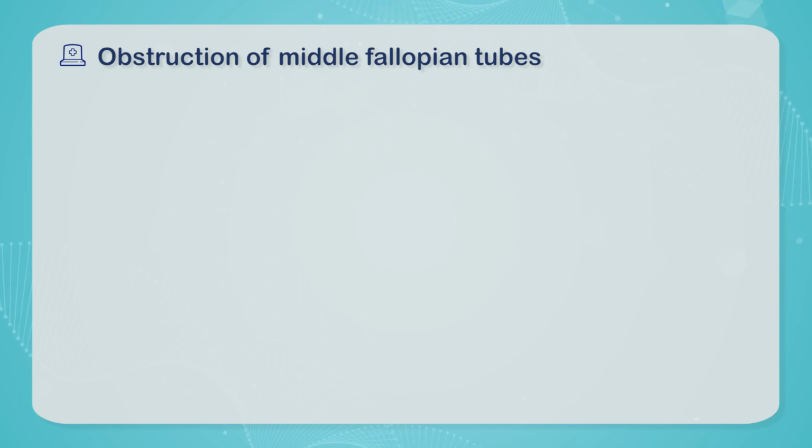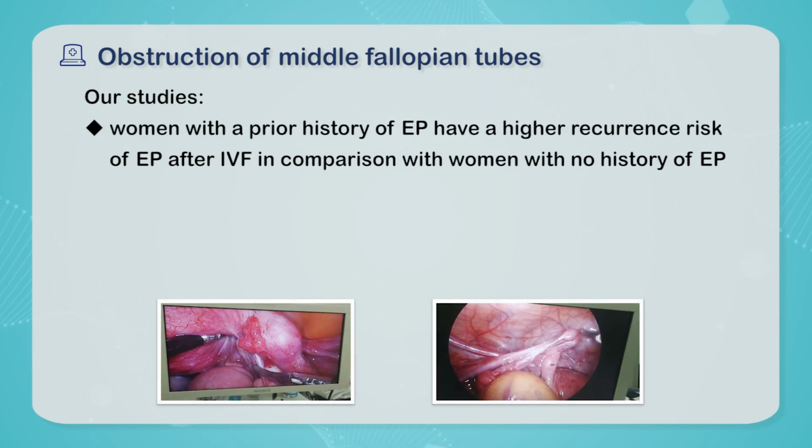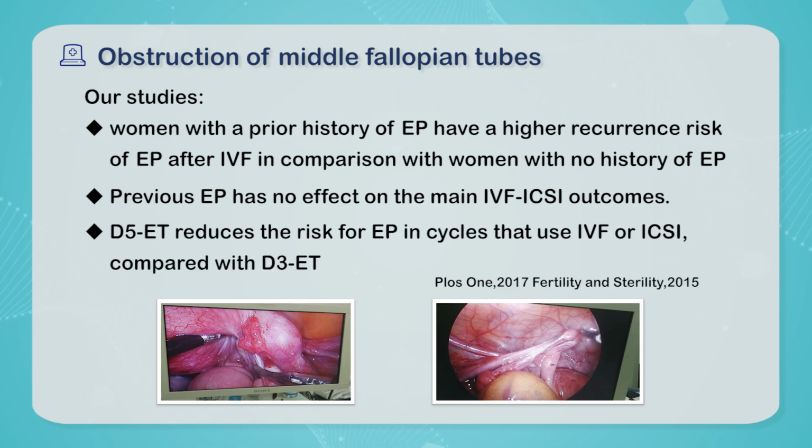Surgery for tubal ectopic pregnancy is a cause of middle obstruction. Our studies showed that women with a prior history of EP, that is ectopic pregnancy, had a higher recurrence risk of EP after IVF in comparison with women with no history of EP. Previous EP has no effect on the main IVF outcomes. D5 embryo transfer reduces the risk for EP in cycles that use IVF-ICSI compared with D3 embryo transfer.